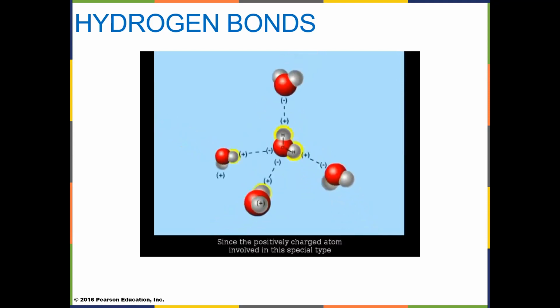The polarity of water molecules causes them to be attracted to each other. Since the positively charged atom involved in this special type of attraction is always a hydrogen atom, this kind of bond between molecules is called a hydrogen bond. Each water molecule can hydrogen bond to 4 other water molecules. A hydrogen bond is weak and lasts only a tiny fraction of a second, but it takes a lot of energy to overcome the combined attraction of many hydrogen bonds. This explains water's great capacity to store heat, its high boiling point, surface tension, and several other unusual properties.